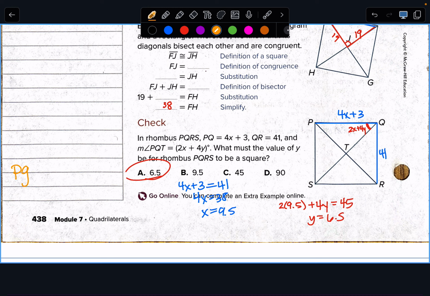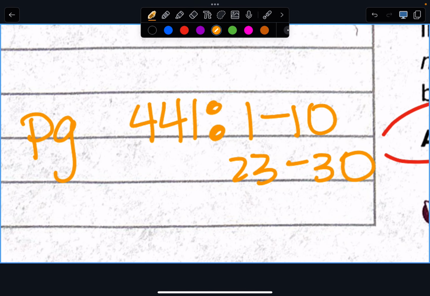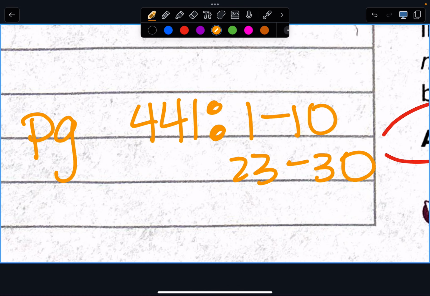You need to work on the problems on page 441. You will do numbers 1 through 10 and 23 to 30. It's literally right here. Where's 1 through 10?